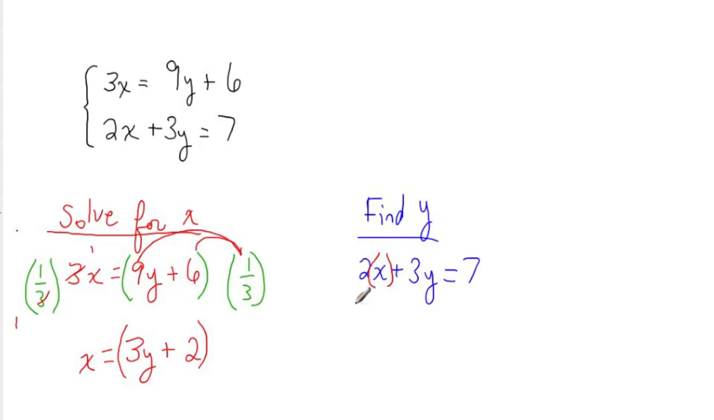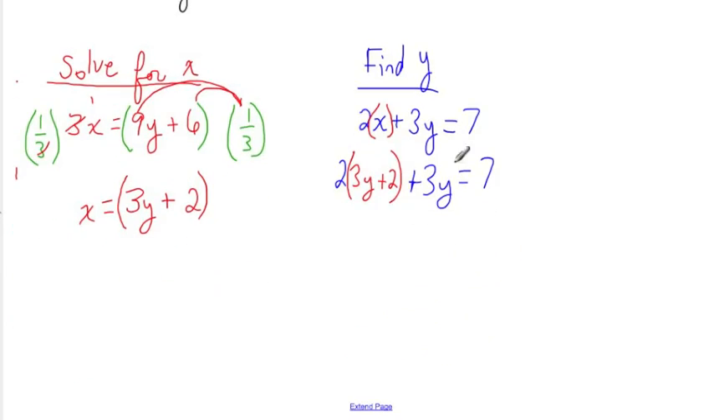I will end up with 2, and then I'm going to substitute in this expression for x, which is (3y plus 2). And then I'm going to continue to write the rest of that equation, plus 3y equals 7. Notice now that there is only one variable in this equation. I can now solve for that variable, which is y.